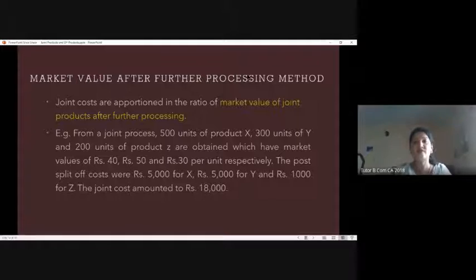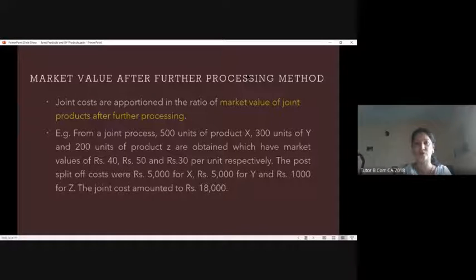After further, suppose a product doesn't have a processing cost, it is very much ready after the split. You will not use this method, you will use the previous method. It's not needed because they do not have any processing cost, they are ready to be sold in the market with the market value. In that case, you can go with the previous method. But if you think that the product requires some kind of processing which carries some cost associated with that, we will go with market value after processing method.